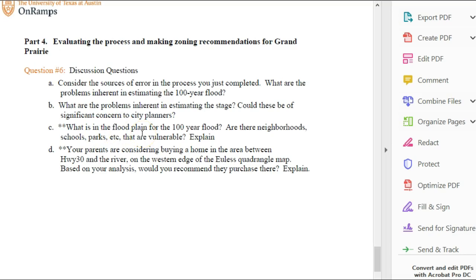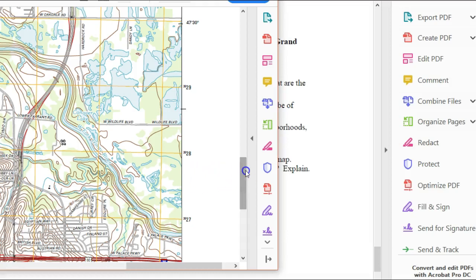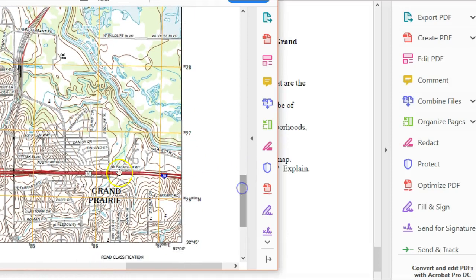Now letter D says, your parents are considering buying a home in the area between Highway 30 and the river on the Ulysses quadrangle. Okay, and we're looking at the western edge. So you have to make a recommendation based on what you see, yes or no. So Highway 30 and the river, western edge. So I'm going to go over to my topo map on the Ulysses one. First thing I need to look for is Highway 30. It's down near the bottom, right above the words Grand Prairie.